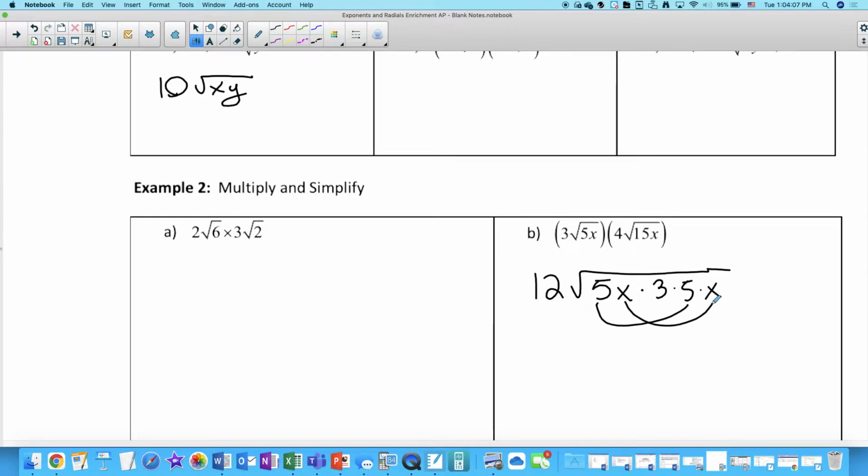On the other hand, if you make this 75x squared, a lot of people can do that in their head too. So it doesn't really matter, but so this is going to be 60x square root of 3.